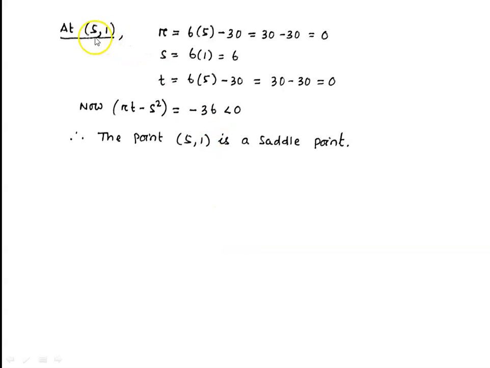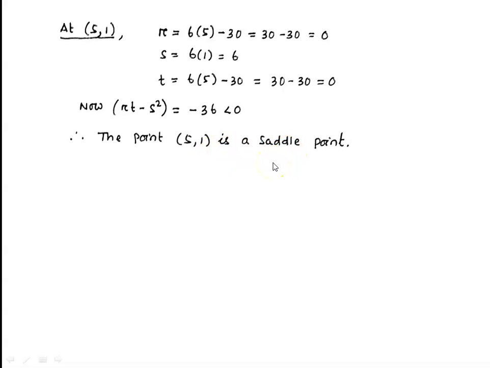Now at (5, 1), the value of r is 0, s is 6, t is 0. So rt minus s square is minus 36. We know that if rt minus s square is negative at any point, then that point is neither a point of maxima nor a point of minima. Rather, the point is known as a saddle point. So here the point (5, 1) is a saddle point.